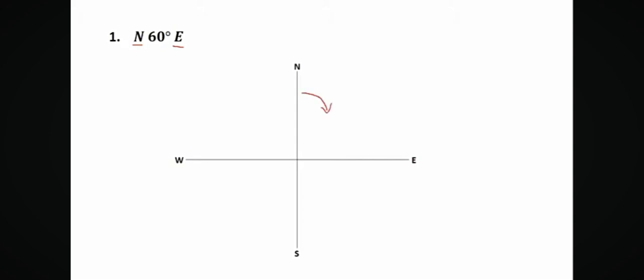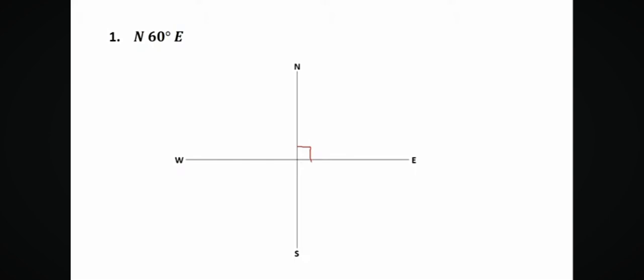The angle gives you the angle which you are supposed to turn. So we are starting from the north, we are moving towards the east, and we are supposed to turn 60 degrees. Don't forget that between the north and the east, the total angle there is 90 degrees. And we are supposed to turn 60 degrees.